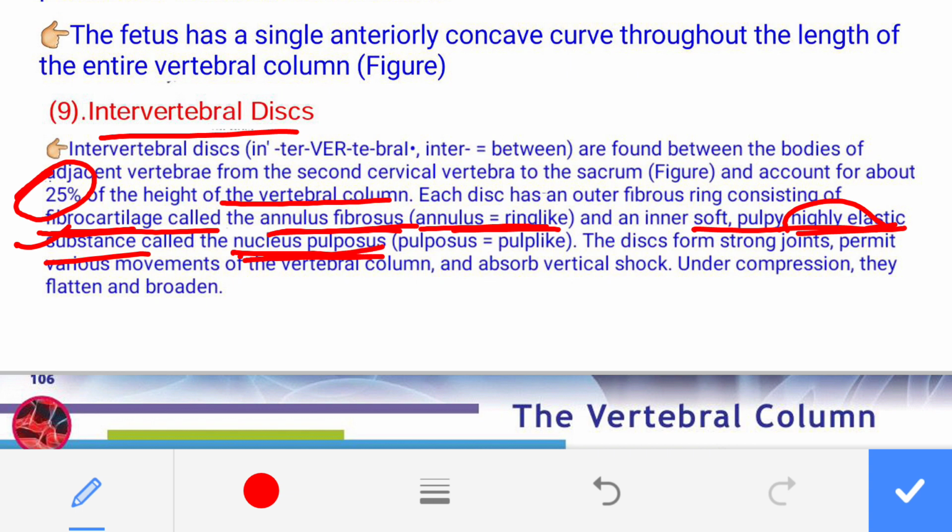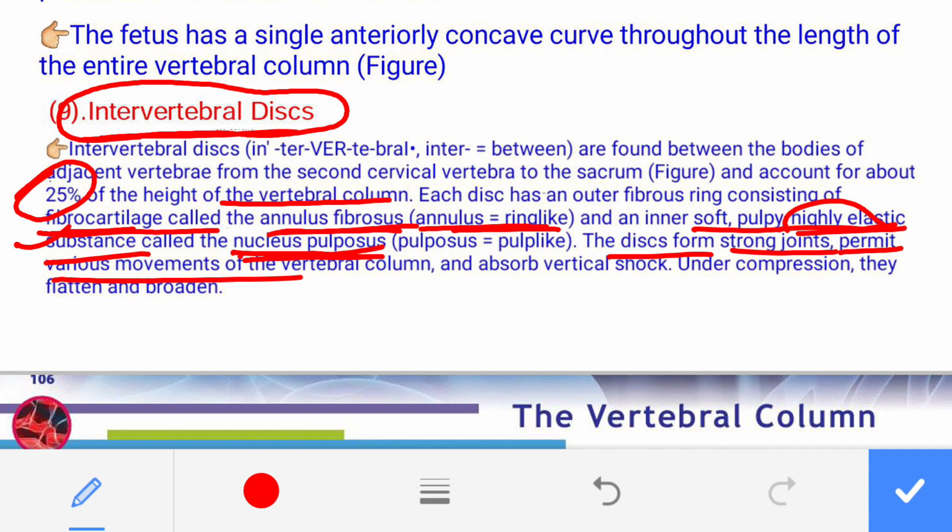So in the figure I will show you this. Now before that, what is this intervertebral disc doing? This disc makes strong joints, and it allows various kinds of movement, for example the bending movement or the rotation of our body, okay, and we can get the shocks.